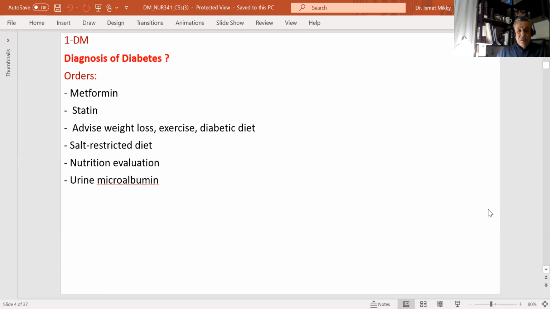And what's recommended in patients who are diabetic is to have hemoglobin A1C less than 7%. That's recommended. Other textbooks would say less than 6.5.